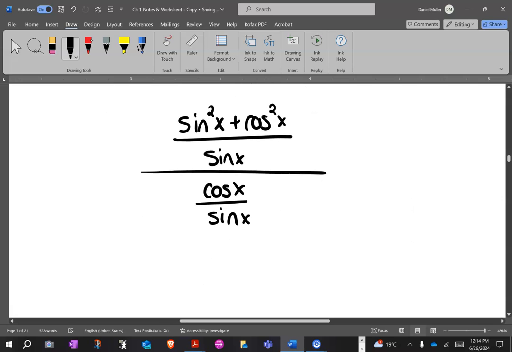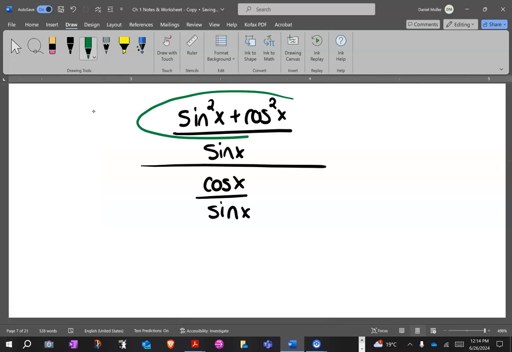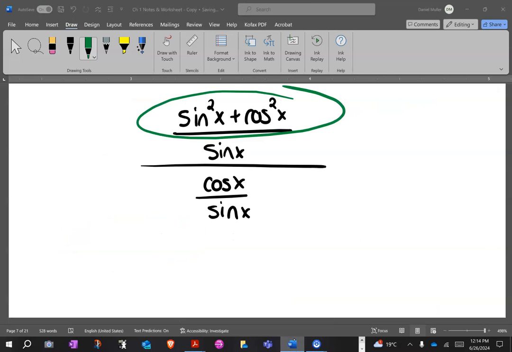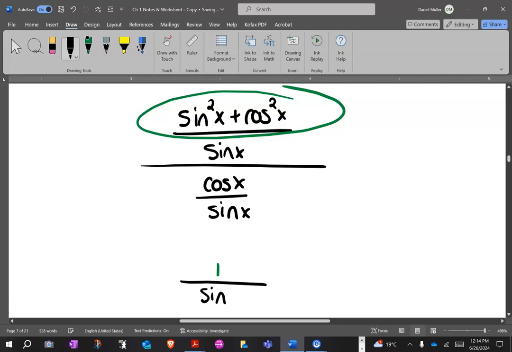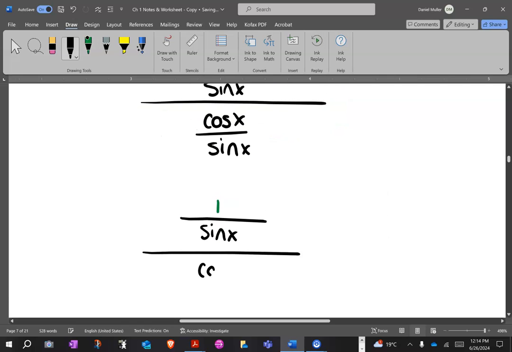And the obvious substitution here is that sine squared plus cos squared is equal to 1. That is on our formula sheet. Sine squared plus cos squared equals 1. So I just have that as it is. Sine squared plus cos squared, that's just 1 over sine x divided by cos x over sine x.